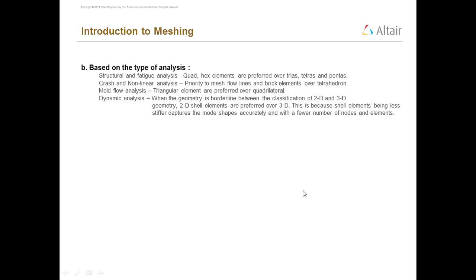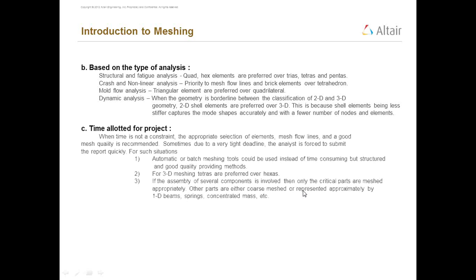For dynamic analysis, when the geometry is borderline between the classification of 2D and 3D geometry, 2D shell elements are preferred over 3D. This is because shell elements, being less stiff, capture the mode shape accurately and with a fewer number of nodes and elements.